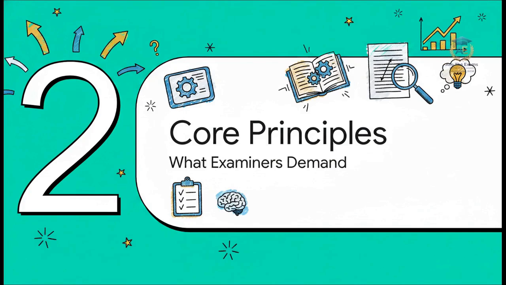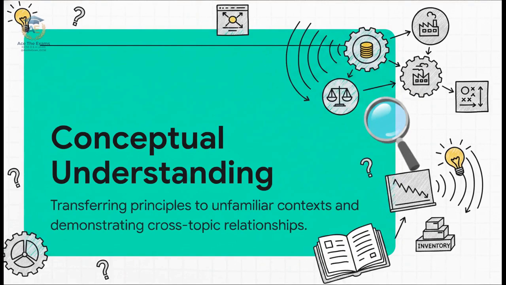Let's shift our focus to what the academic benchmarks specifically demand from top-performing candidates. When an examiner sits down with a red pen and looks at your paper, what are they actually hunting for? It turns out they are looking for something incredibly specific: connected conceptual understanding. This is the crucial ability to transfer theoretical principles into entirely unfamiliar contexts and demonstrate cross-topic relationships. You have to understand the anatomy of the command words. If a question says explain, that's entirely different from analyze, which is worlds apart from evaluate or to what extent.